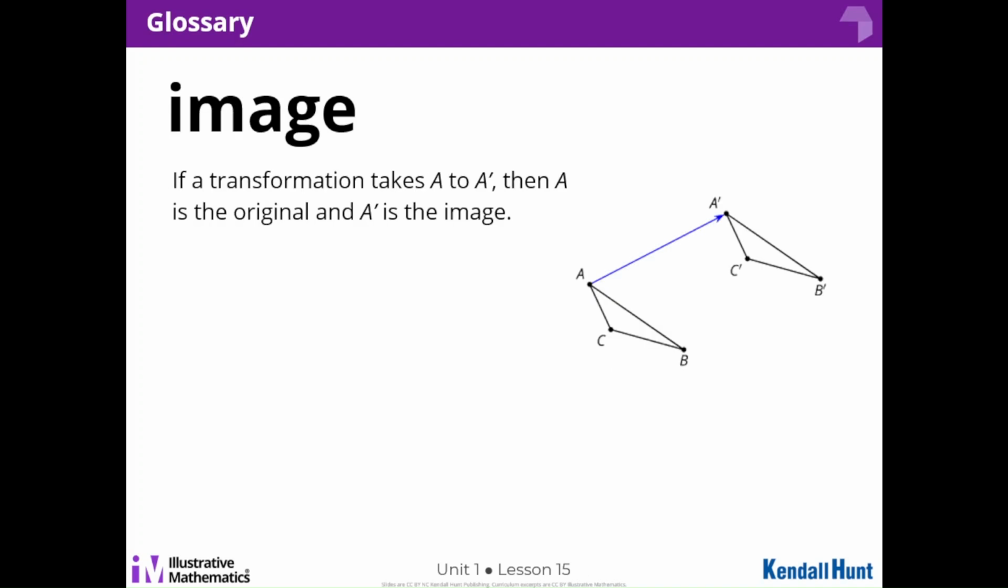Next, we have image. This is when we do a rigid transformation. Here we've done a translation of the triangle ABC. We've translated it up and to the right, and we've created A prime, B prime, C prime. So now we would say that ABC is the original triangle, and A prime, B prime, C prime is the image triangle.